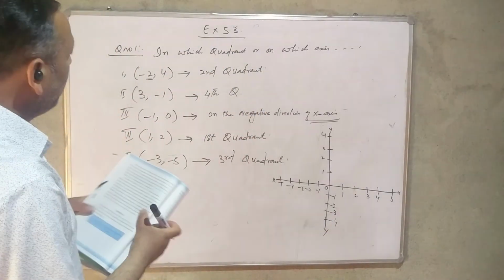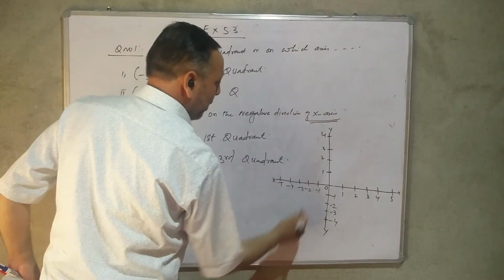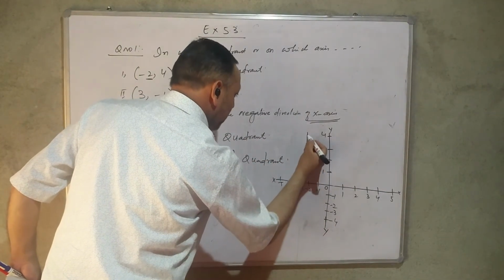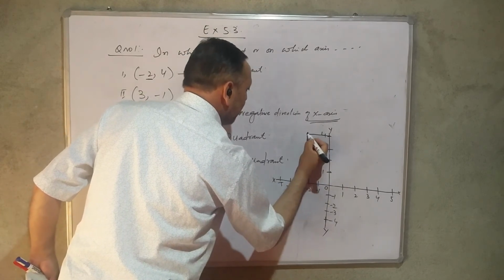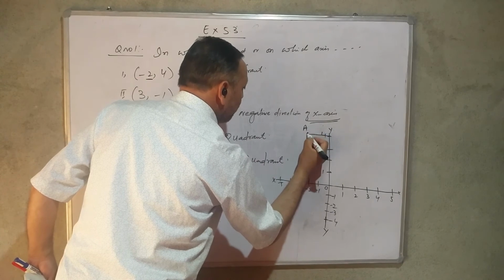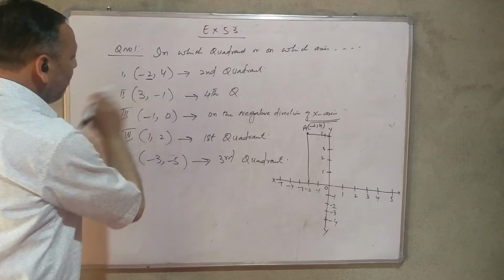Now locate the point (-2, 4). It lies in the second quadrant. This is the second quadrant. (-2, 4): this is -2 and this is 4. This is the point. Let me name this point as A. This is (-2, 4).